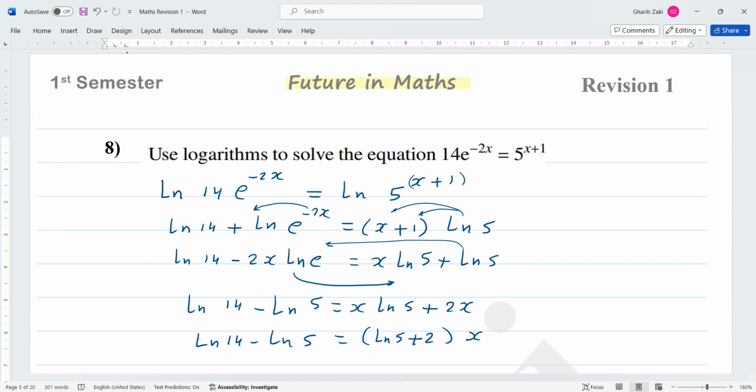Now we need x. Then divide by the bracket beside x. So x equals ln 14 minus ln 5 over ln 5 plus 2. Use your calculator to get the answer. Check with me, please. ln 14, close the bracket, minus ln 5 over ln 5 plus 2. Okay? What's your answer, please?